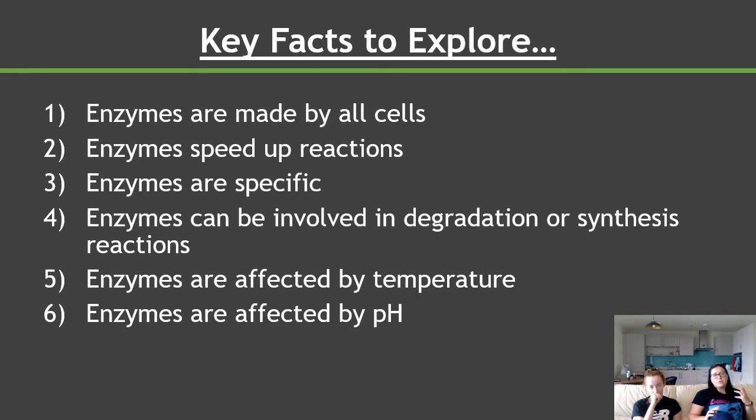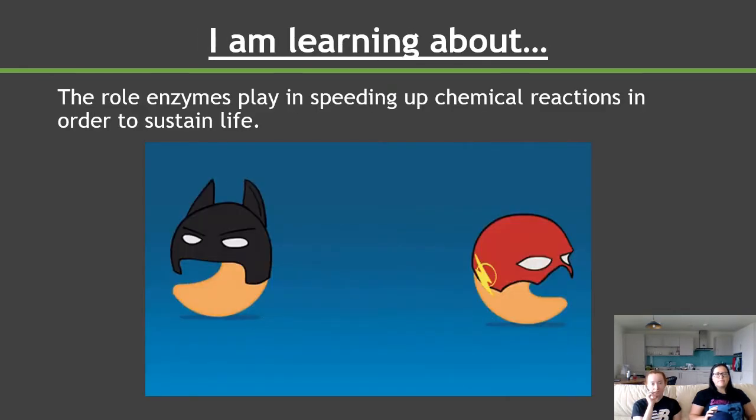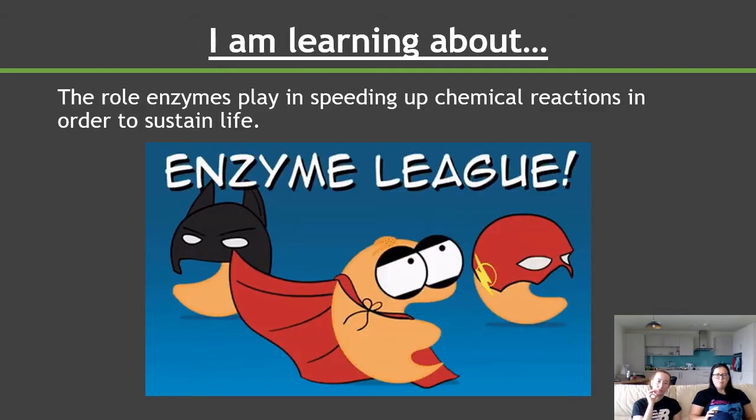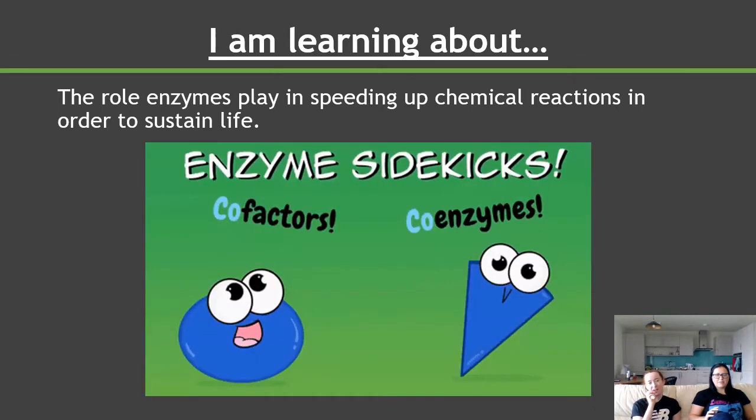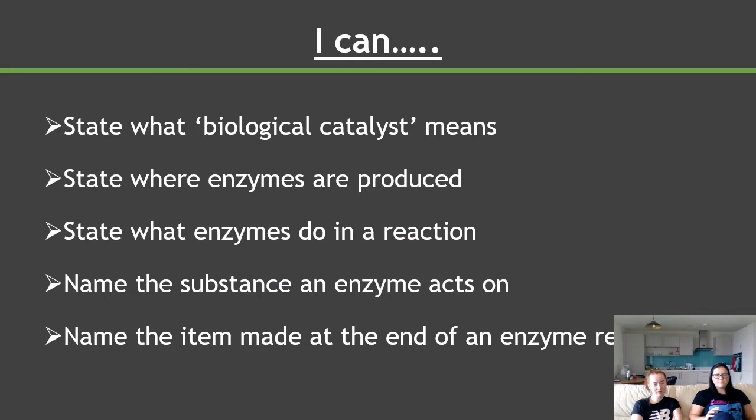Okay, so if you can get these 6 key facts in your head and be able to explain what do you mean they're made by all cells or what do you mean they're affected by pH, you should be okay. In this we're going to learn about the role enzymes play in speeding up chemical reactions in order to sustain life. So by the end of this you should be able to state what a biological catalyst means, state where enzymes are produced, state what enzymes do in a reaction, name the substance an enzyme acts on, and name the item made at the end of an enzyme reaction.